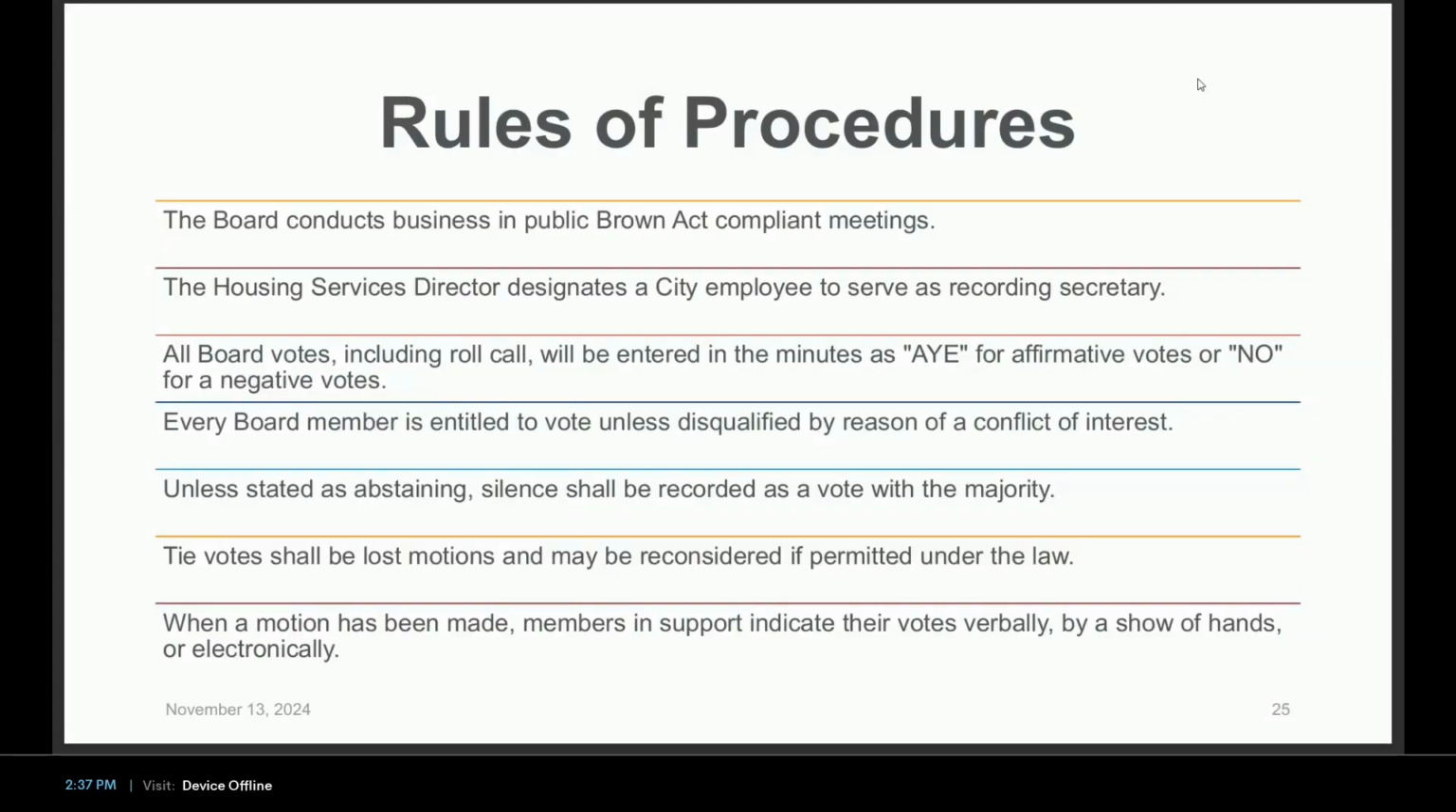So again, the board conducts all of your meetings Brown Act compliant, both the board and the staff. Your housing service director designates who the recording secretary is per the ordinance. There's always a roll call when requesting votes of the board. If you don't answer, then they assume it's affirmative, because many times they may have an individual roll call, or it depends on the process that they will use. And every member is entitled to a vote unless you are disqualified by a conflict of interest.